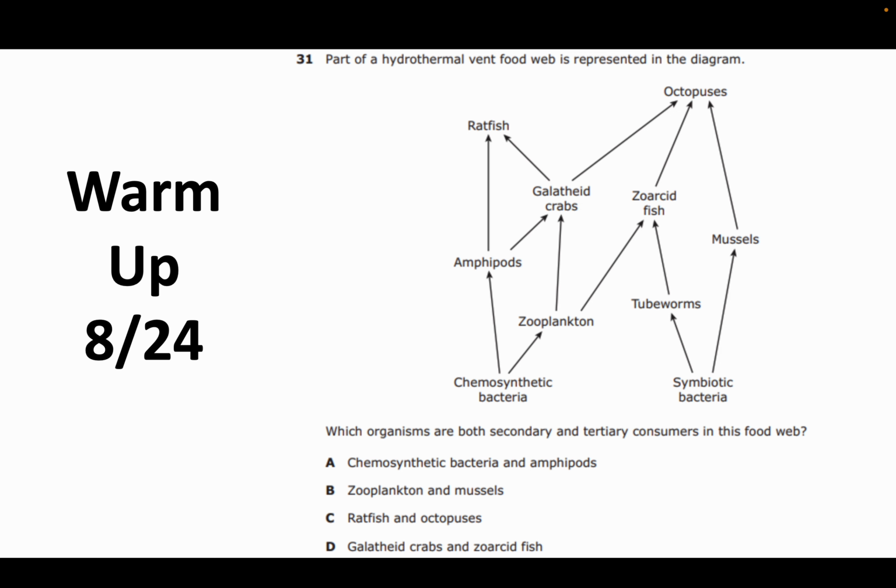So, here is the warm up for today. Make sure you complete all four boxes on your warm up sheet, and I'll go ahead and help you out with the topic. The topic is still ecology.